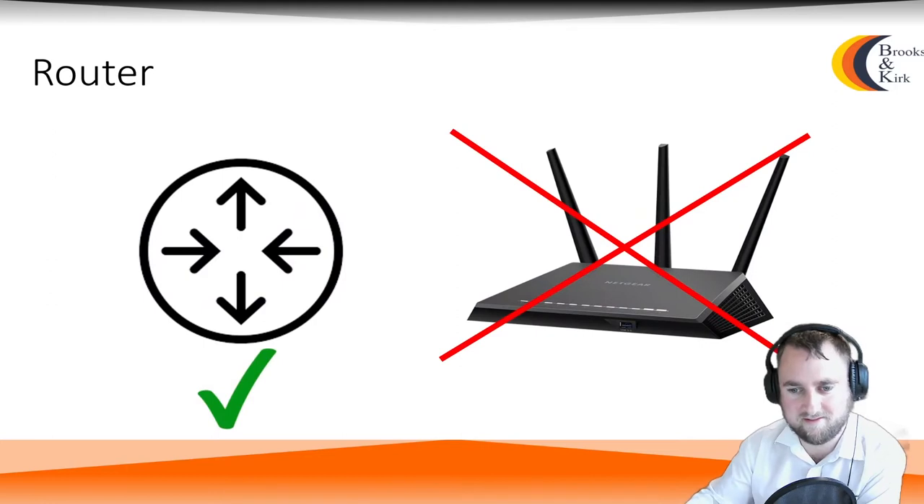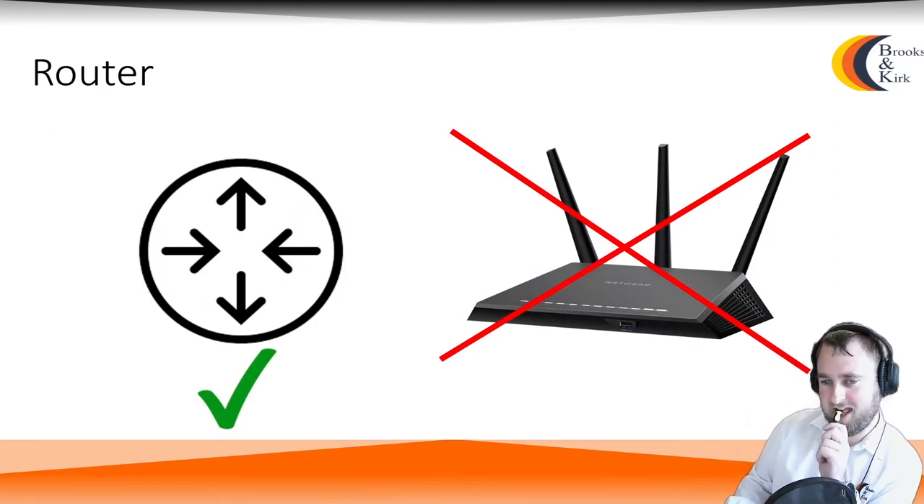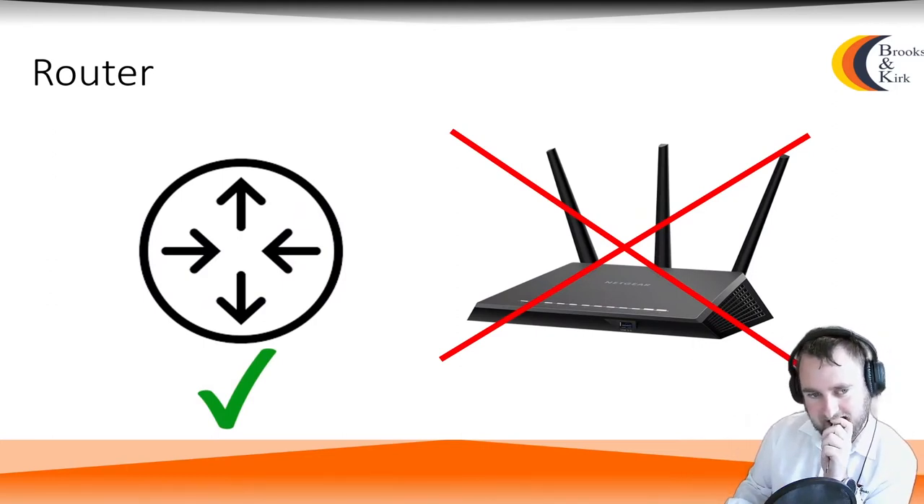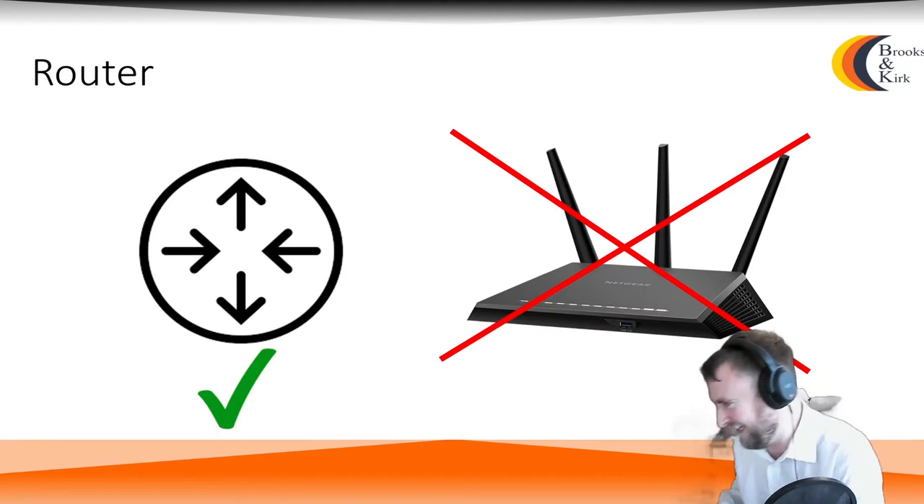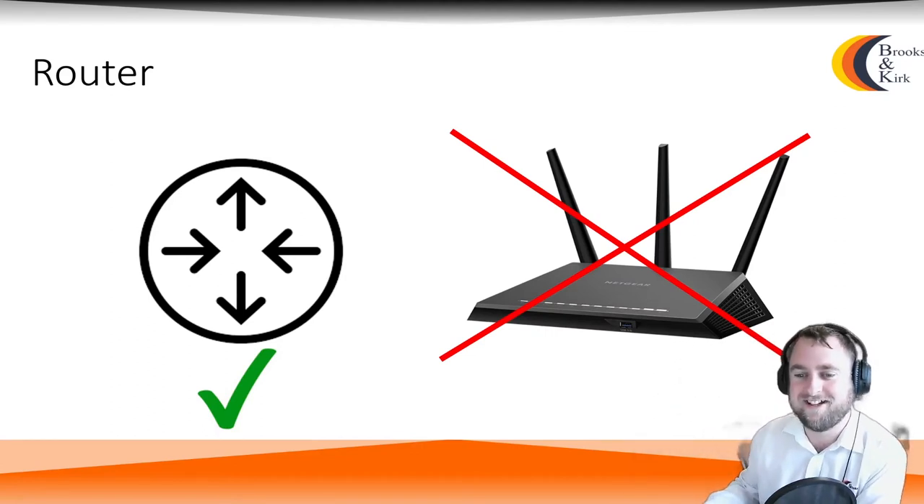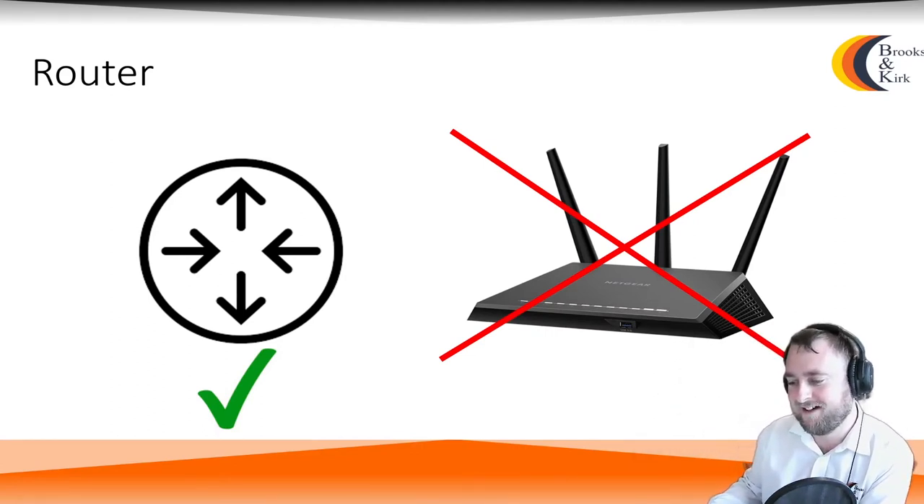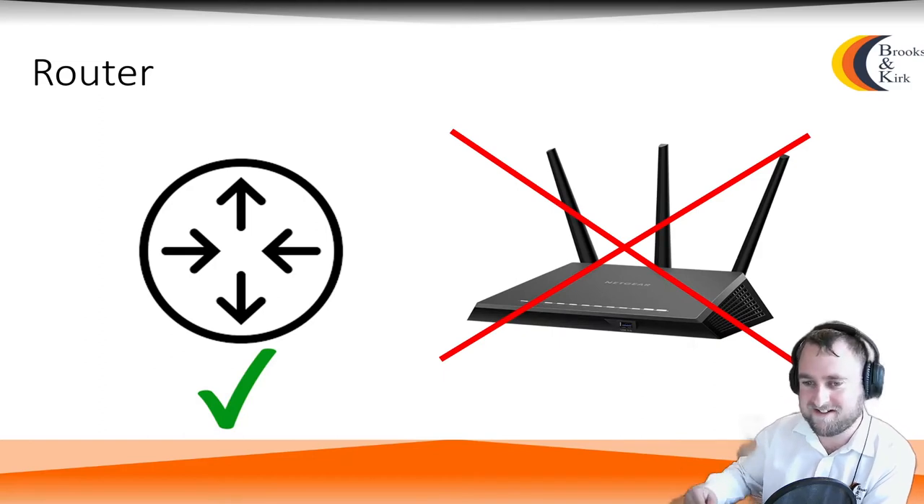What's a router then? It's a way of transferring data wirelessly. That's an access point, and that's why I've crossed it out. You've got to be kidding me. QI, where a klaxon goes off.